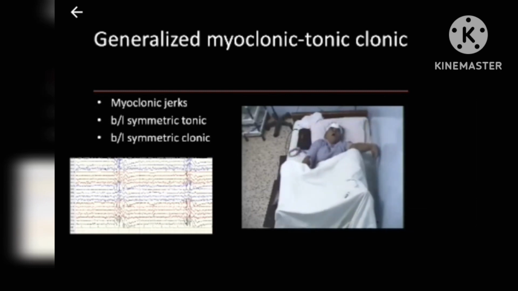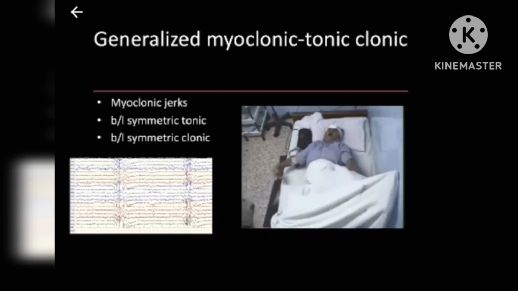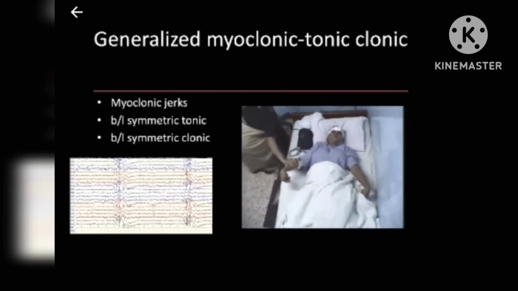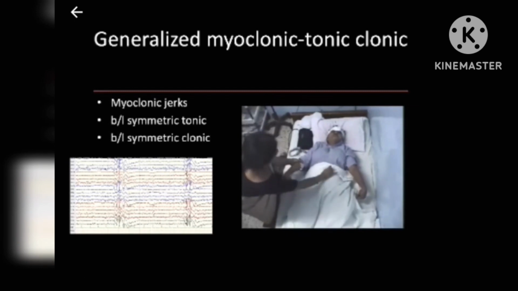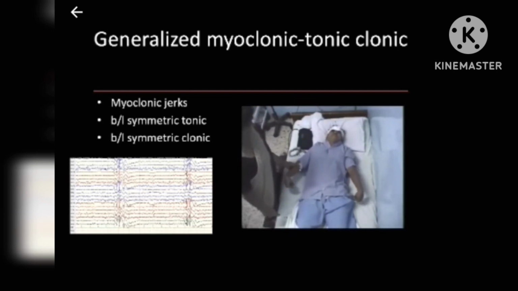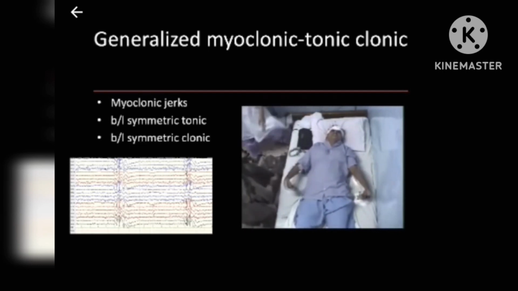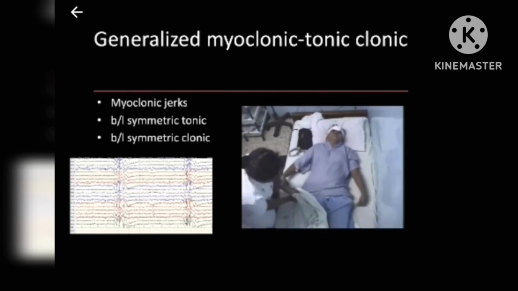Now it is tonic. You see the hands are stiff now, legs are stiff, and there's an epileptic cry. This is called an epileptic cry because there's a vocal cord spasm, and that's the tonic phase. It is generalized because it's bilateral. And now it's going into what is called the clonic phase. So myoclonic, tonic, clonic, and it's bilateral, it is generalized. So this is a generalized myoclonic-tonic-clonic seizure.